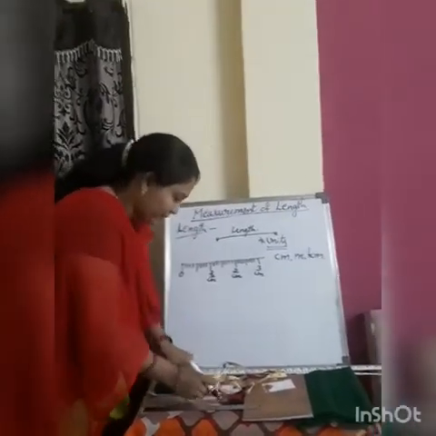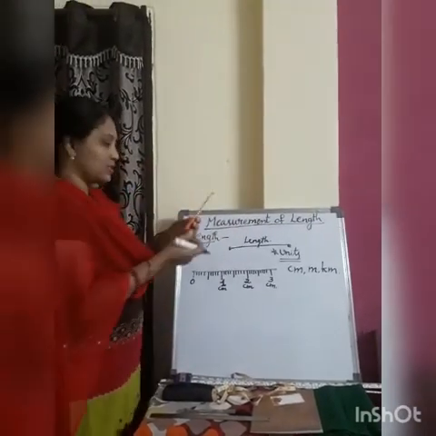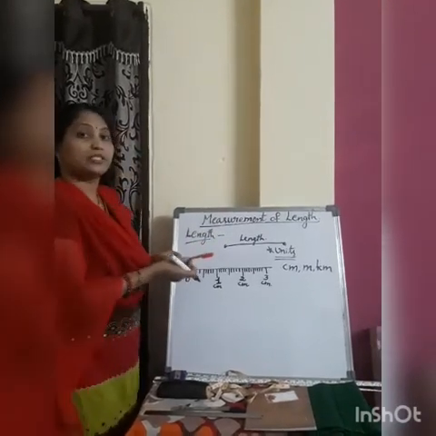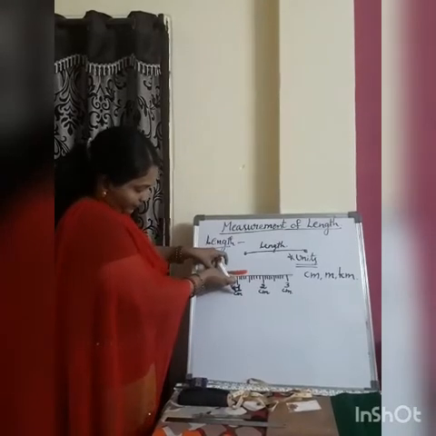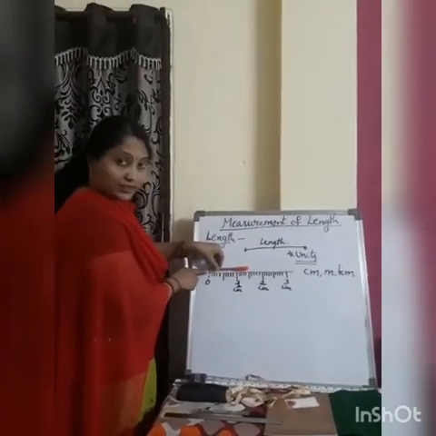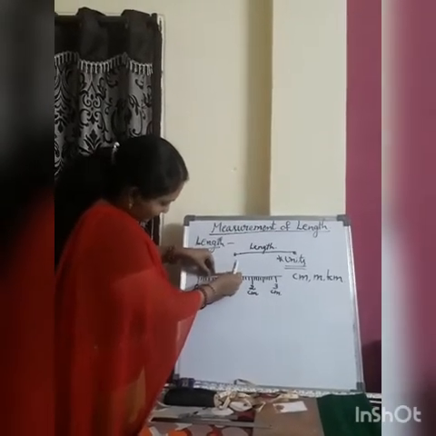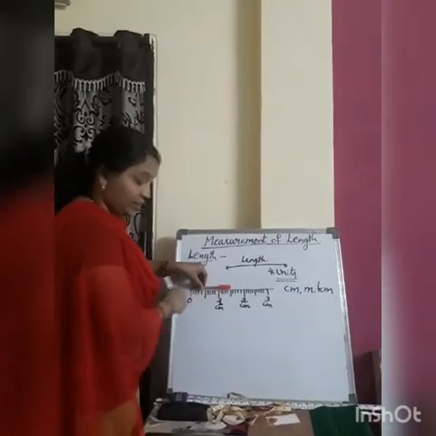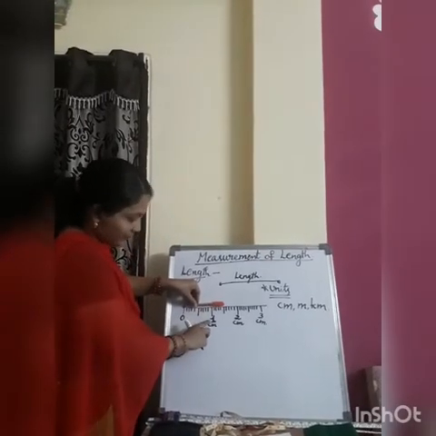For example, let's see the length of the pen. So, where do we have to place the object, children? We have to place the object always from the 0. Just like this. We have to place the object from 0. Then measure the length of the pen. Now, what is the length of the pen, children, here?